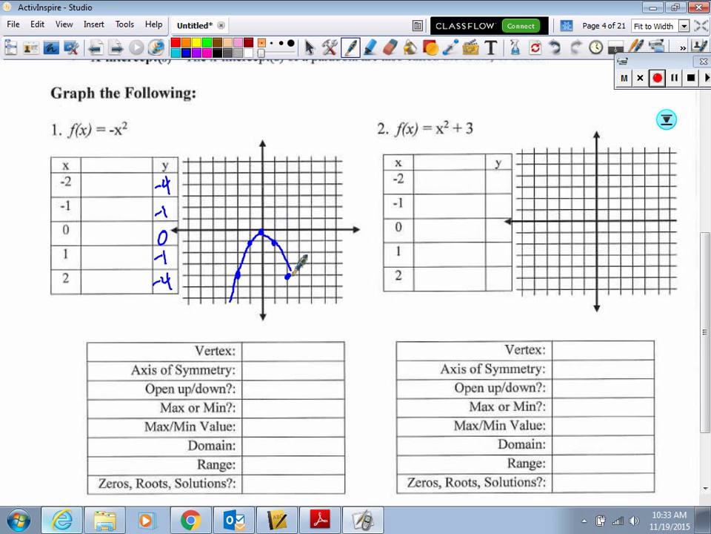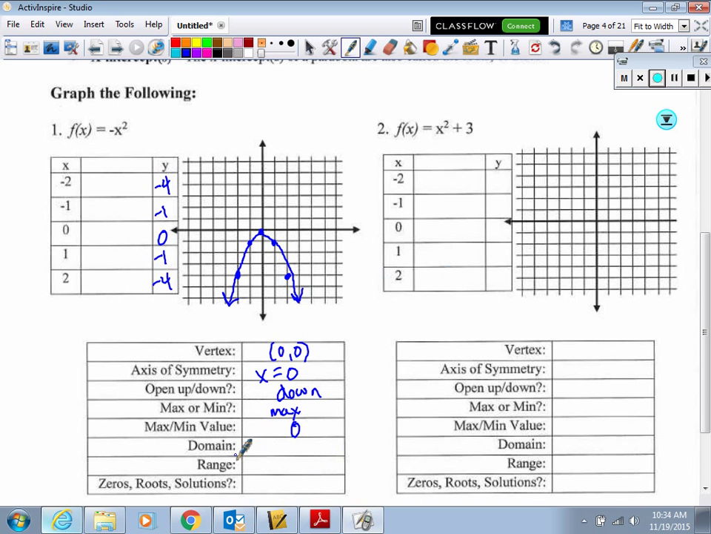And here, that didn't go through, but that's how it should look. Now, what is the vertex? So what is this point? It's 0, 0. Axis of symmetry is still a vertical line, x equals 0. It now opens down. It has a maximum because it opens down. And that maximum value is this number right here, so it's 0.